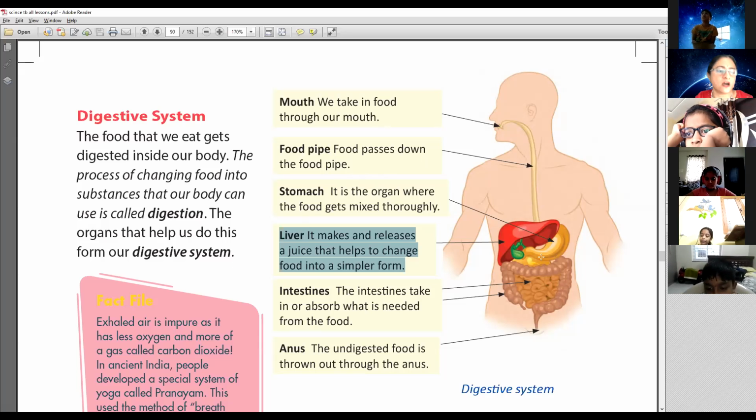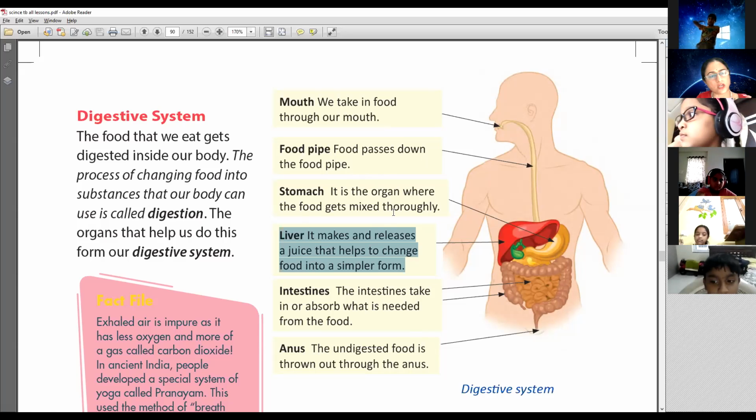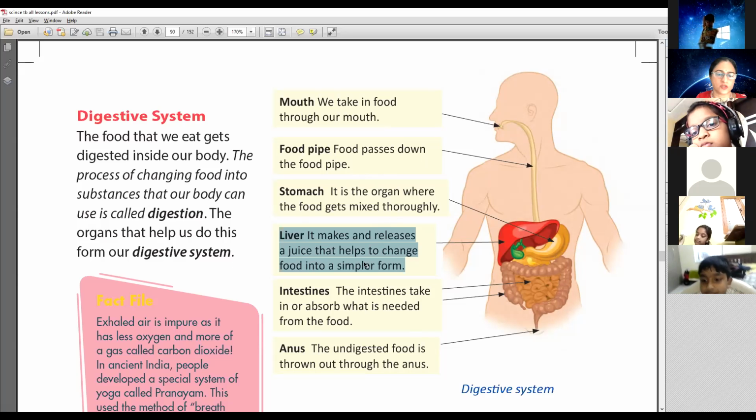In order to make a chutney or something, what does your mom do? She puts a lot of things in a mixie. So it grinds. Similarly, this stomach also grinds our food. We will be eating different kinds of food, right? Chapati we eat, rice, curry, milk, and bread. So whatever we eat, it gets mixed in the stomach.